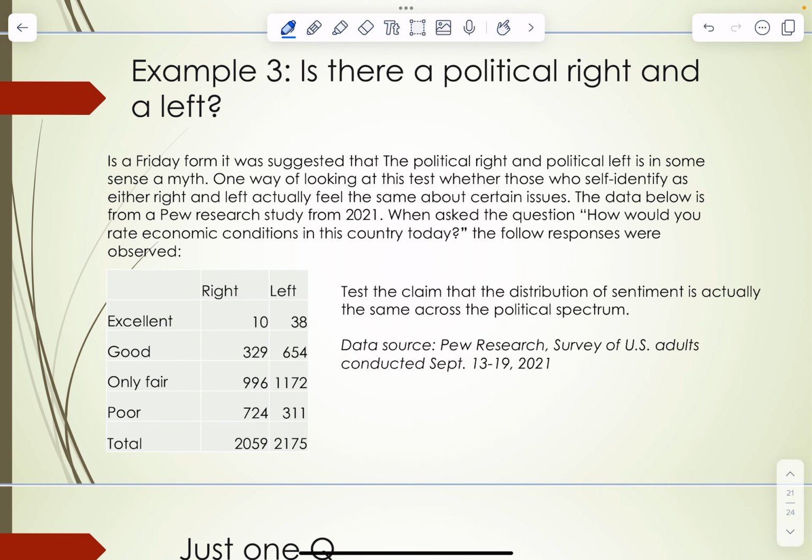Here's the example. This is from actual data that I got from the Pew Research website. I'm beginning to use my own data now, that I get myself. Okay, example 3. Is there a political right and a left? In a Friday forum, it was suggested that the political right and the political left is in some sense a myth. So they said, the myth of the left and the right.